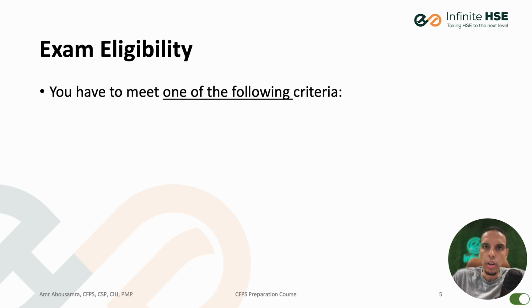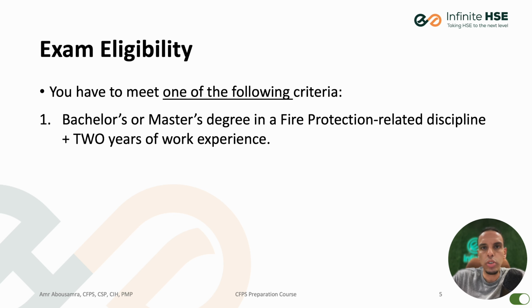To be eligible for the CFPS exam, you have to meet one of the following criteria. We have 3 criteria. You have to meet only one of them. The first, and the most common route people take, is a bachelor's or master's degree in a fire protection related discipline and 2 years of experience. That means if you have a Bachelor of Science or engineering, or anything related to a scientific field or to fire protection, you will be under this condition and only require 2 years of experience.